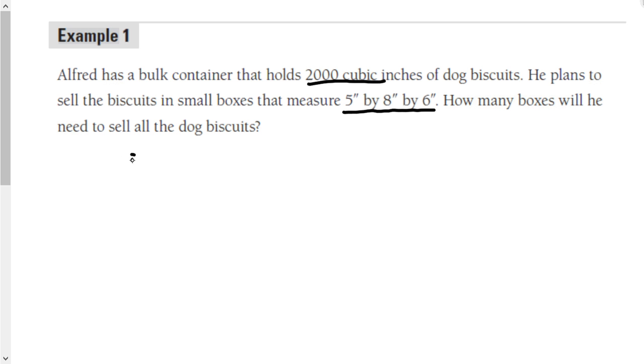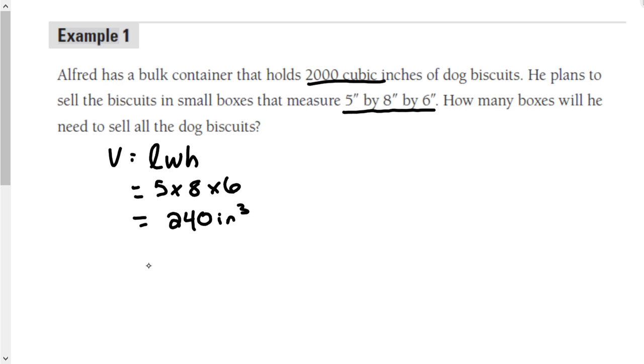So volume is equal to length times width times height, which is equal to 5 times 8 times 6. That is a multiplying sign, not a plus sign, which is equal to 240 inches cubed. So 2,000 divided by 240 is equal to 8.3. And we need to round up, so 9 boxes.